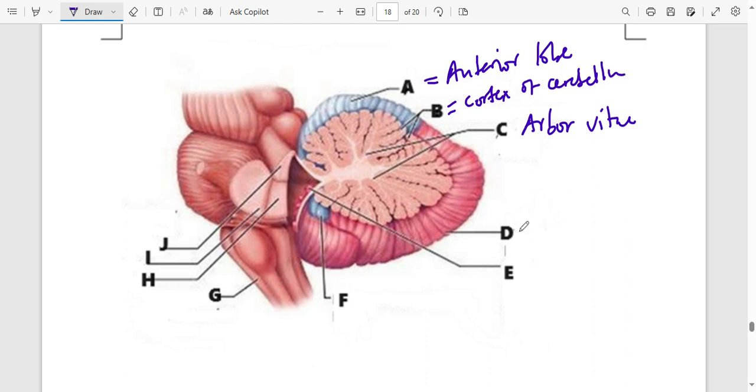And then how about D? Posterior lobe, thank you. And then E, so specifically we know this is the third ventricle, right? The fourth ventricle, because the third is supposed to be in the diencephalon on top. And they are pointing at these two structures that make cerebrospinal fluid. So the choroid plexus of the fourth ventricle.